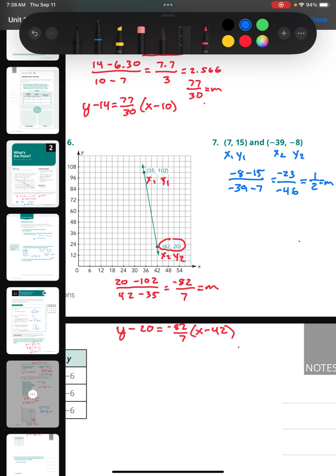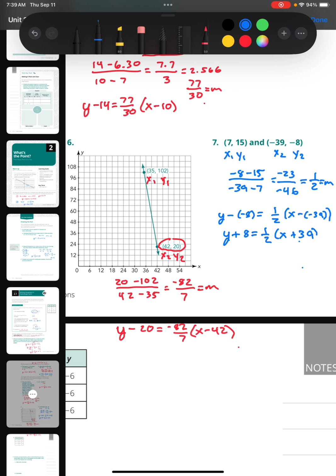I'm going to choose the negative 39, negative 8 point, so we can see something with signs here. I want to make a point of it. So if I wrote that out, I'd have y minus negative 8 equals 1/2, and then x minus negative 39. Now, we know minus a negative turns into a plus, so we could rewrite that as y plus 8 equals 1/2, and then x plus 39.